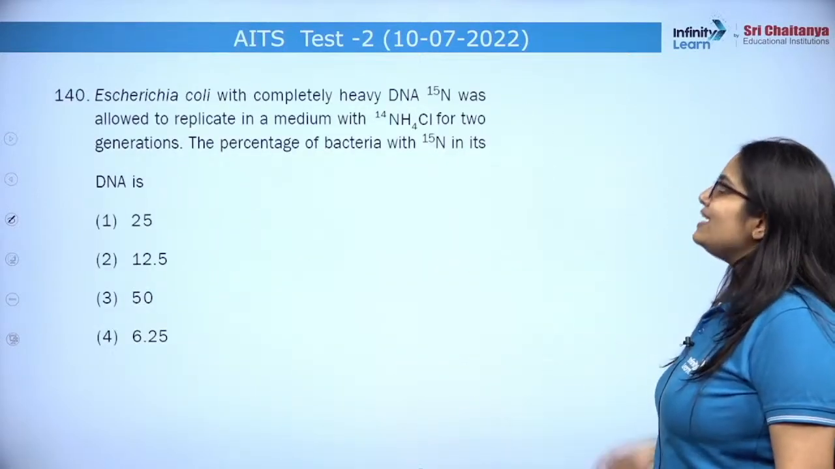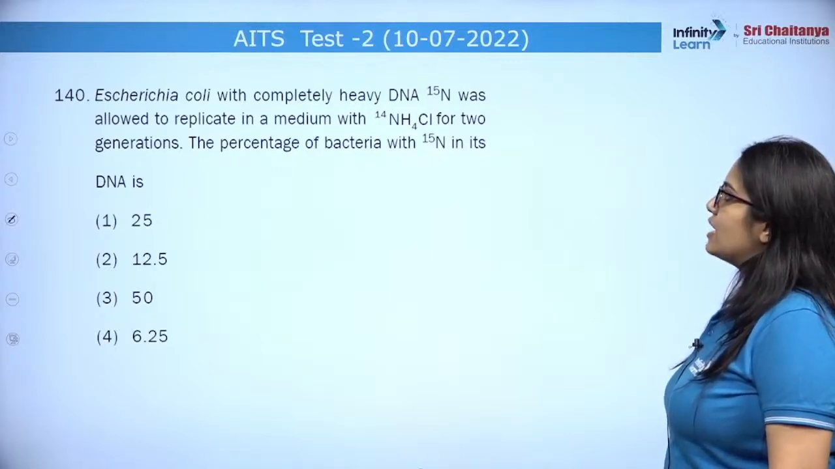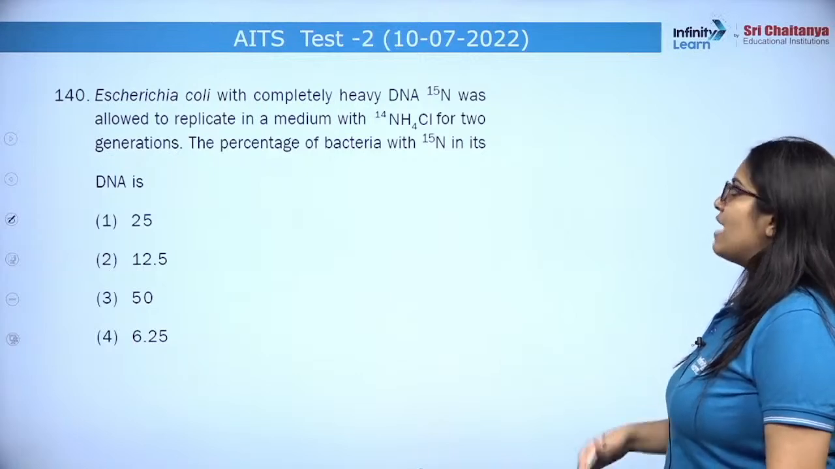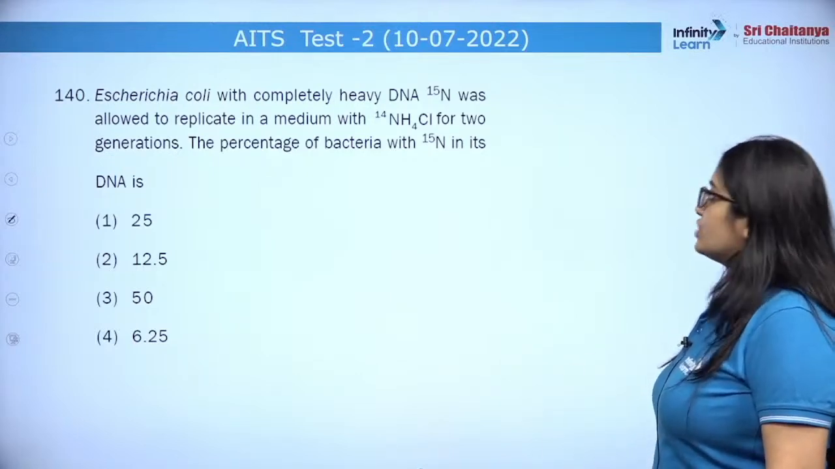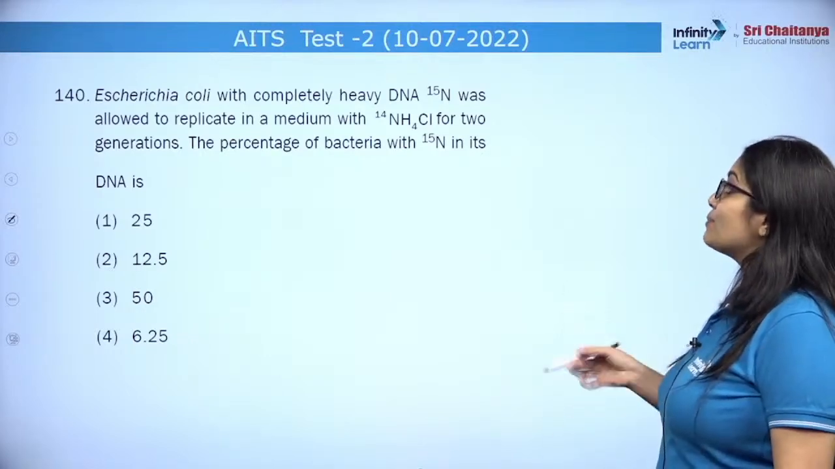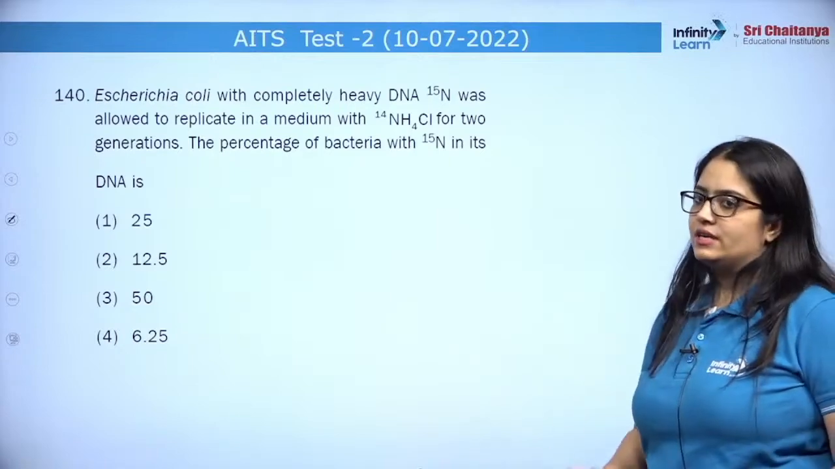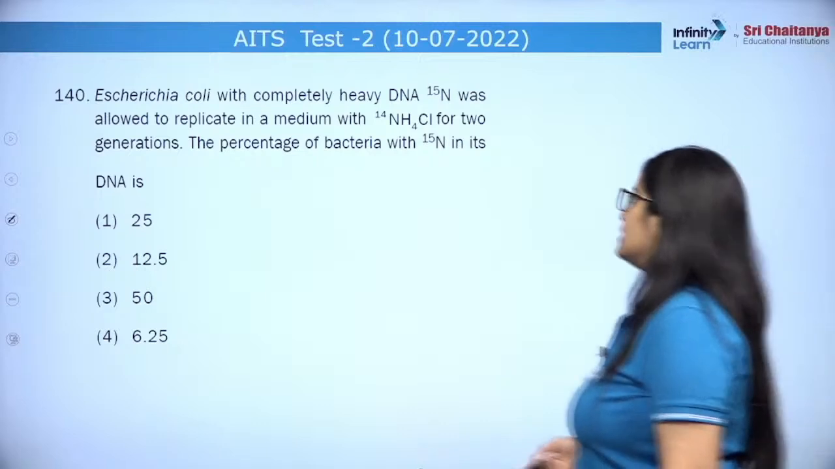Next question. E. coli with completely heavy DNA N15 was allowed to replicate in a medium having only source of nitrogen as N14. For 2 generations, the percentage of bacteria with N15, they are not specifying anything else. Percentage of bacteria with N15 in its DNA.